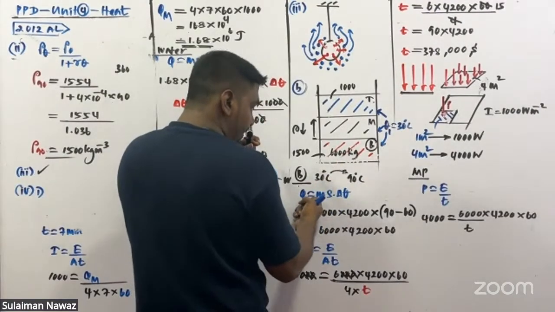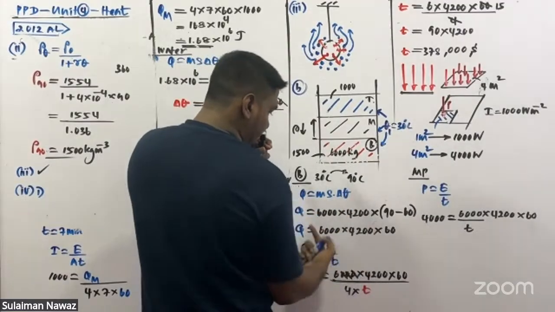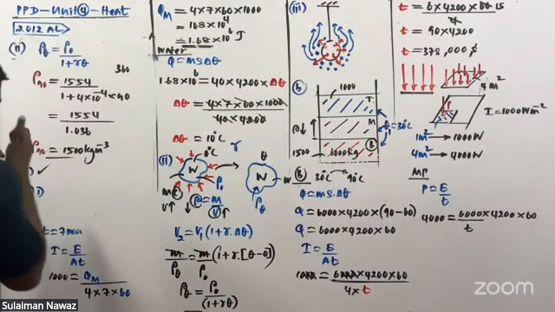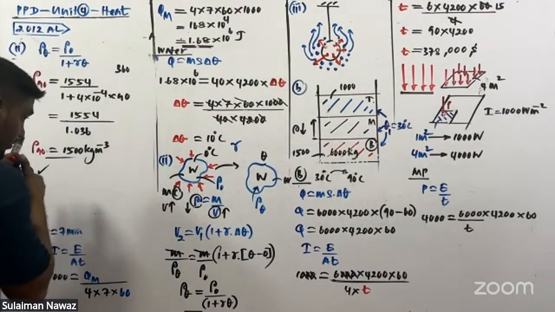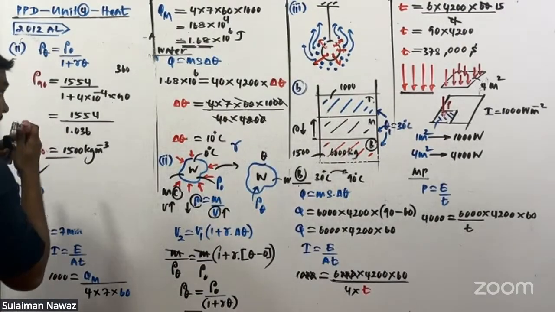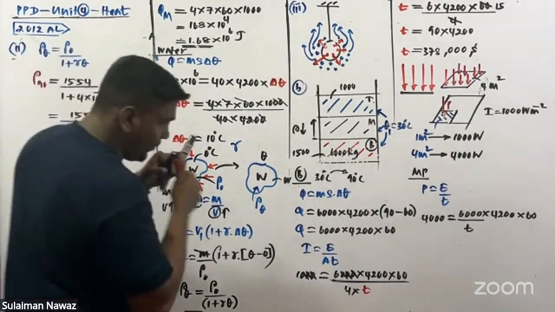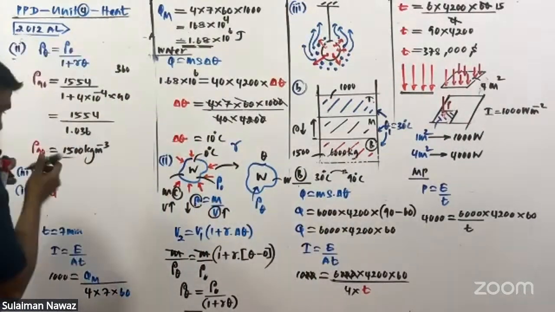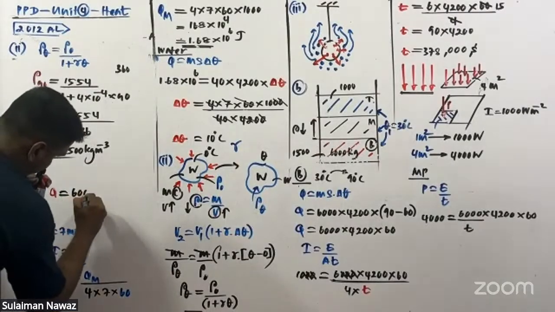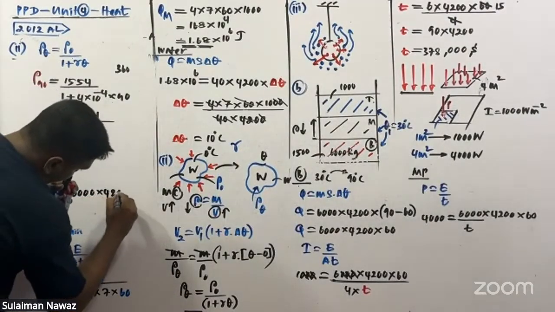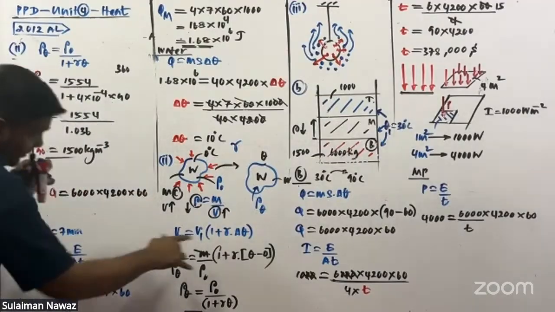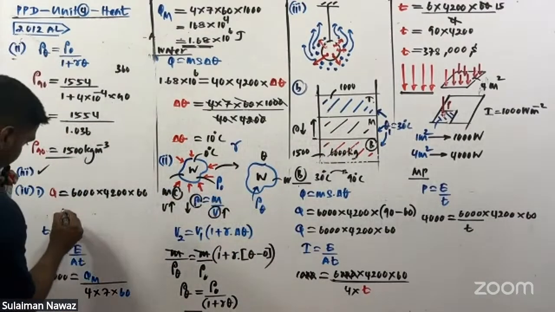Then Q equals m delta theta. This is the answer. So what will be the answer? This Q value, what is it when you simplify it? We simplify this value. Q equals 6000 into 4200 into 60. 60 means how much? Tell me the value.